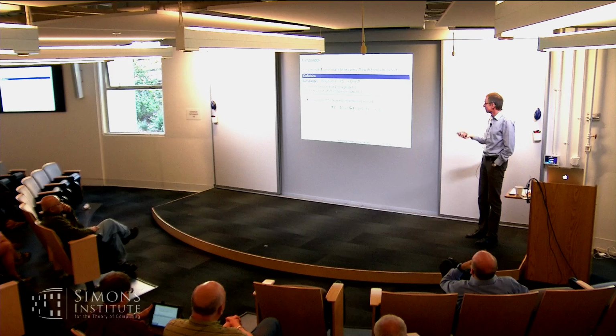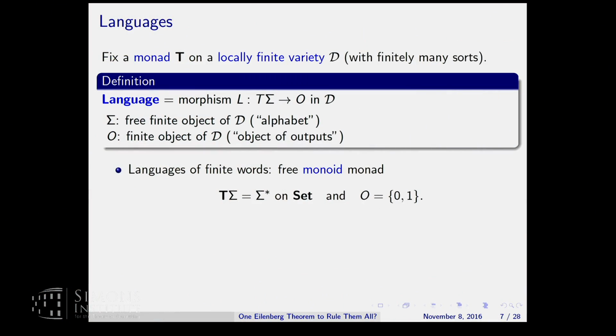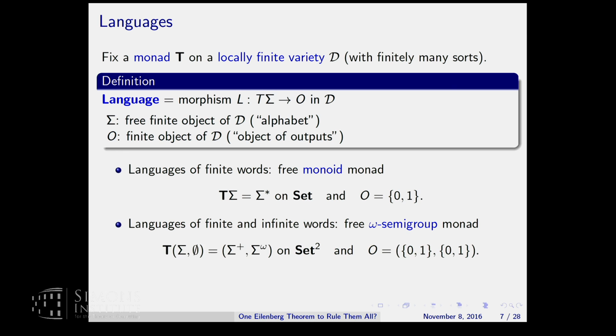Mm-hmm. And with this general definition of language, you of course can capture ordinary languages by just taking the free monoid monad on sets, so T Σ = Σ*, and O to be the two-element set. Then that's just a predicate on Σ*, which is a language, like such a morphism.